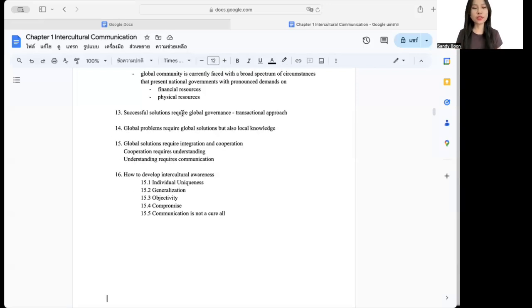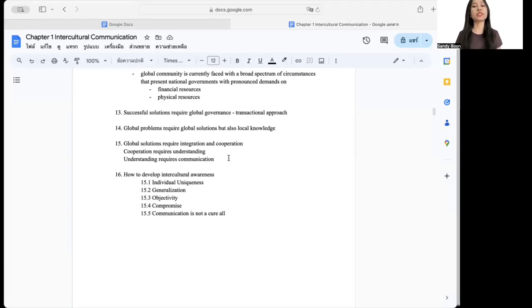Moving on to number 13 to 15, this is a very good conclusion for the global conflicts. So if you know that something is a global problem, global conflicts, you need to understand that it requires global solutions. Global problems require global solutions. But in order to create those global solutions, you cannot throw away the local knowledge that you learn from your own culture or different cultures. To be global, you need to be local.